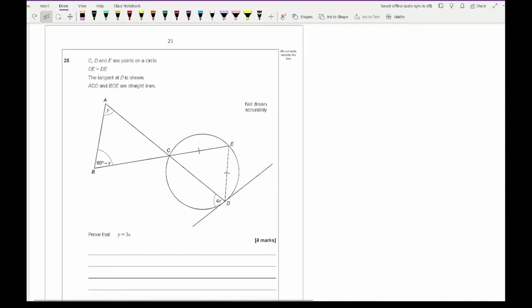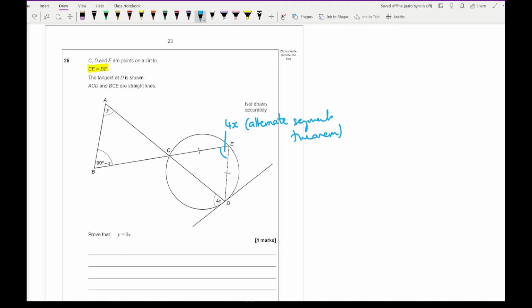Now looking at question 25, this question involves circle theorems, and what we need to do is prove that y equals 3x. Obviously we've been given the information that CE equals DE, which basically means that the triangle that's inside the circle is going to be an isosceles triangle. Now using the alternate segment theorem, this angle here is going to be 4x, and that's from using the alternate segment theorem.